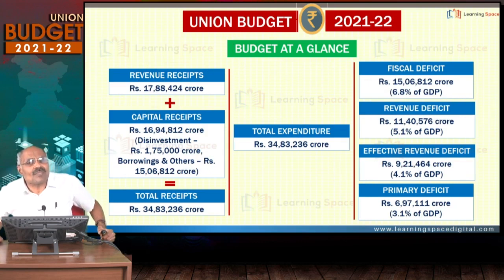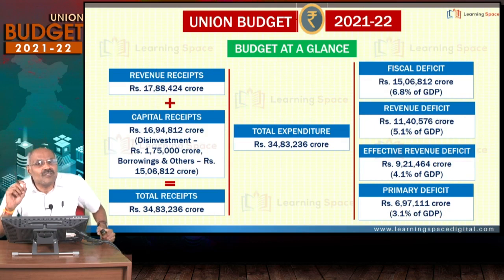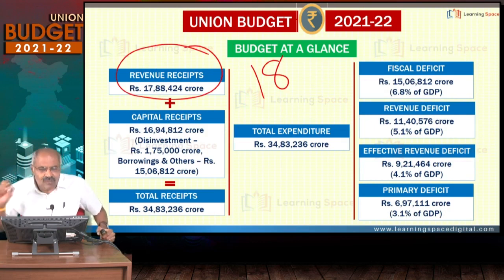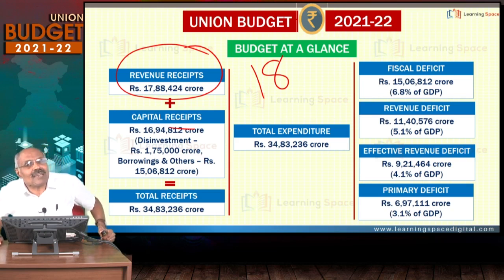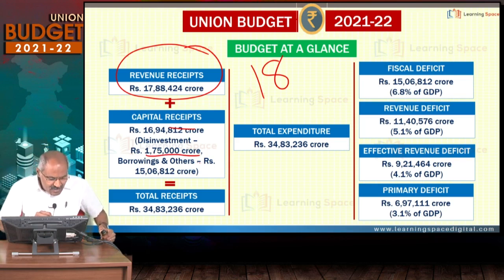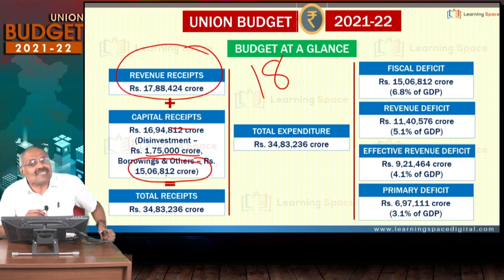Let us look at the proposals for budget at a glance for 21-22. Friends, revenue receipts are planned at 18 lakh crores of rupees. I am taking in a nutshell. Revenue receipts are planned at 18 lakh crores of rupees. Friends, revenue receipts, please don't forget, include tax revenue, non-tax revenue. I will come to it a short while from now. Then capital receipts. Capital receipts means non-debt capital receipts, debt capital receipts. Non-debt capital receipts example is disinvestment, selling the public sector enterprises' shares. So friends, disinvestment target is 1.75 lakh crores.